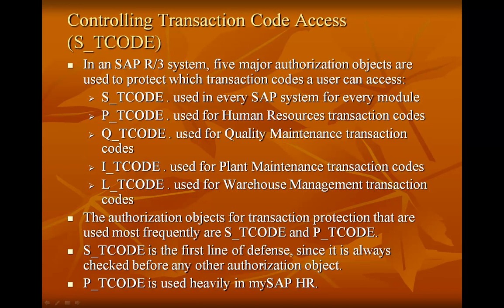S_tcode is the first line of defense, since it is always checked before any other authorization object. Only when you cross this S_tcode check do the next objects come into play. If the value is not there in s_tcode, there is no question of going further; you don't get to the screen at all. For example, if SU01 doesn't exist in s_tcode, you will not get to SU01 at all, so you cannot create user IDs. That's why s_tcode is called the first line of defense in the SAP system. Okay.